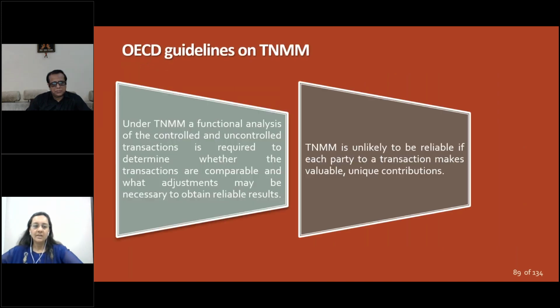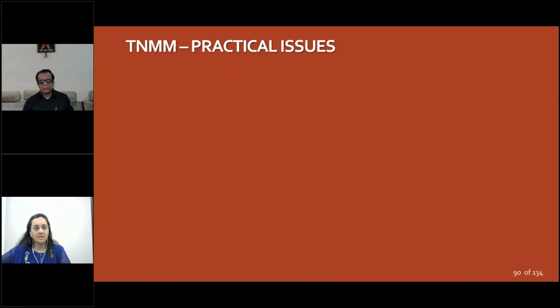What does OECD say? OECD says that under T&M, functional analysis is required, and then you have to determine what are the comparables and if adjustments are necessary and if they lead to reliable results. And under T&M, parties must not contribute unique intangibles, because for unique intangibles, there is a sixth method, the PSM, or profit split method. So under T&M, no unique intangibles must be contributed by either the AE or the tested party.